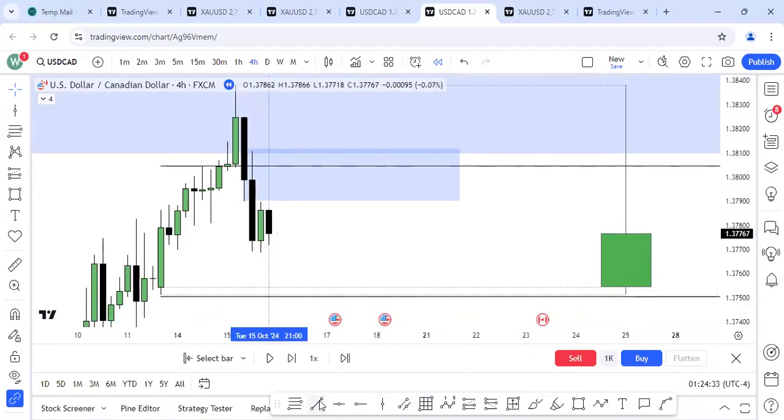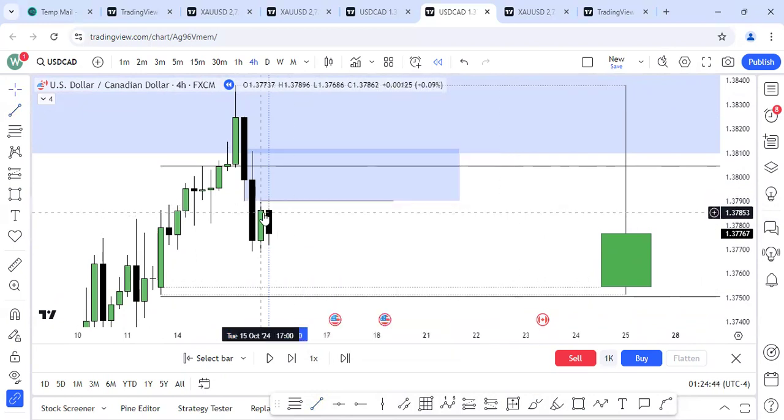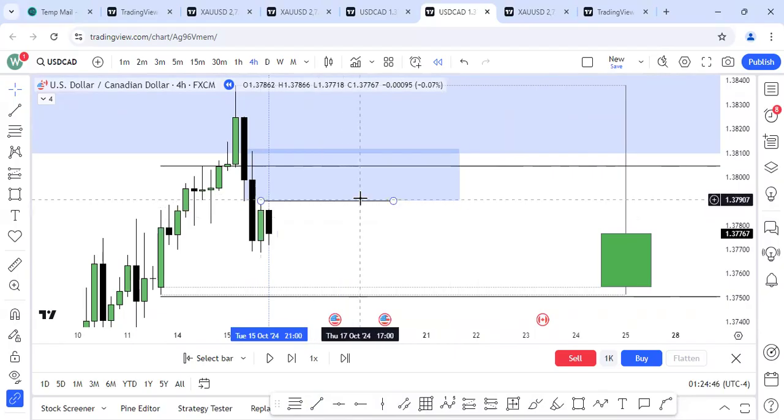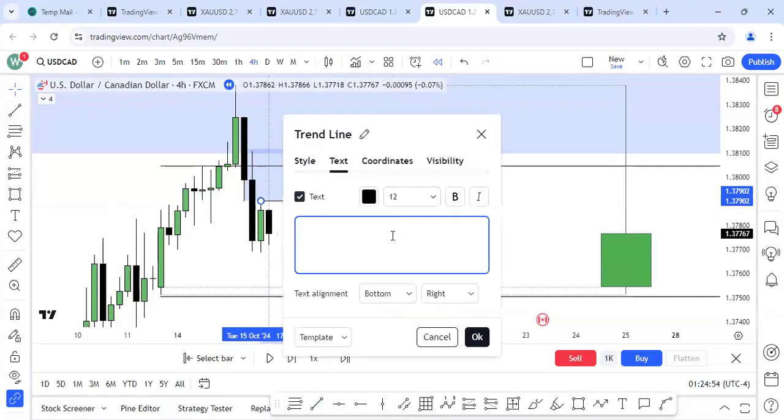As you can see here, this was my CRT on a 4 hour time frame. This candle was the 5 p.m. CRT. So we mark the 5 p.m. candle range high.